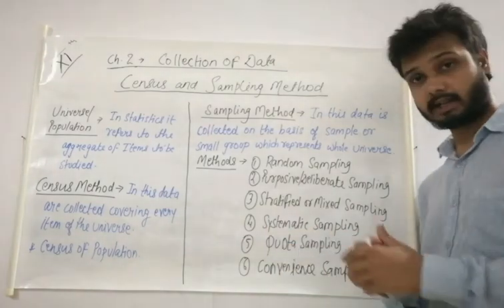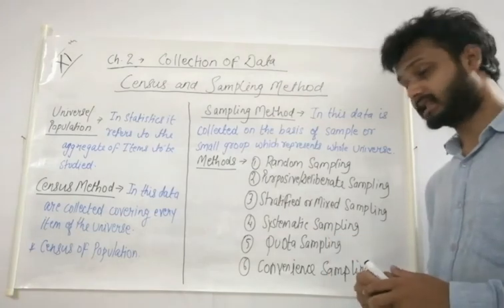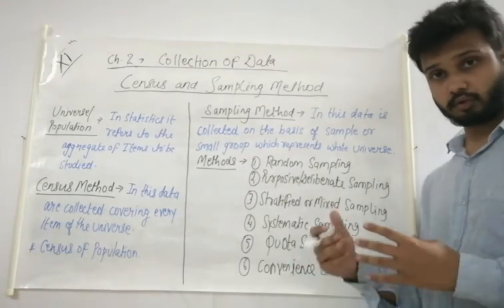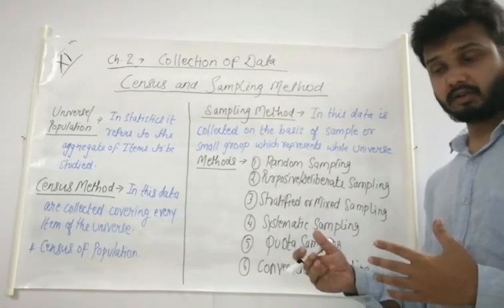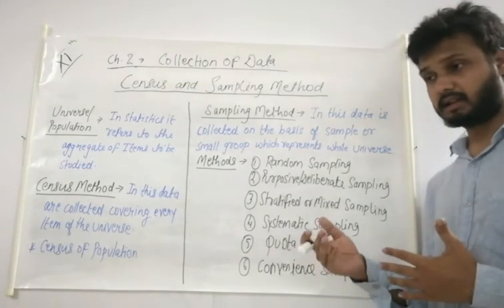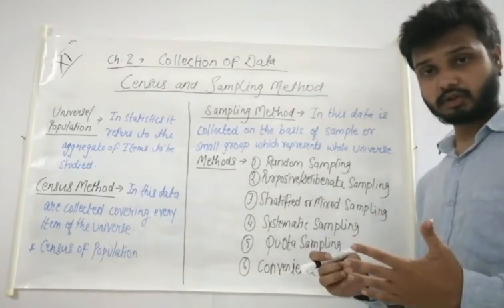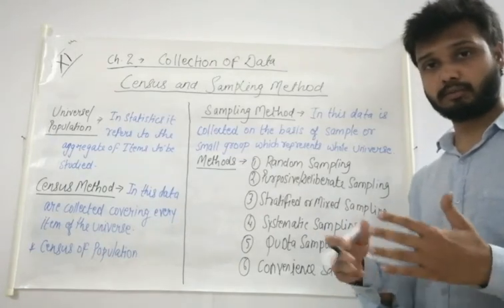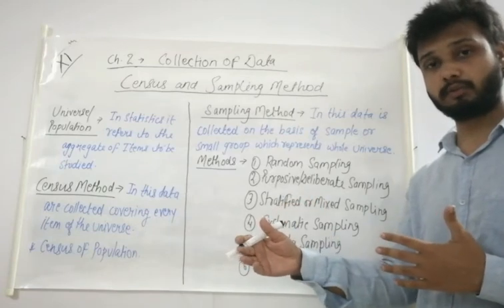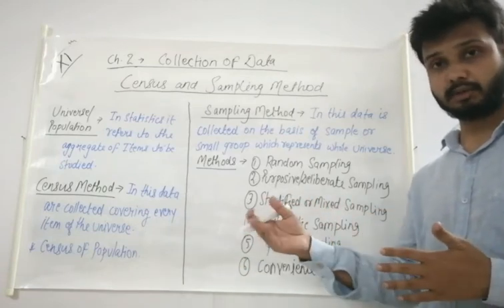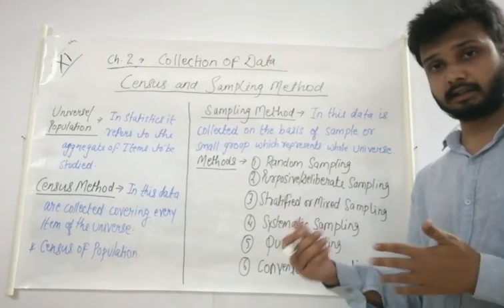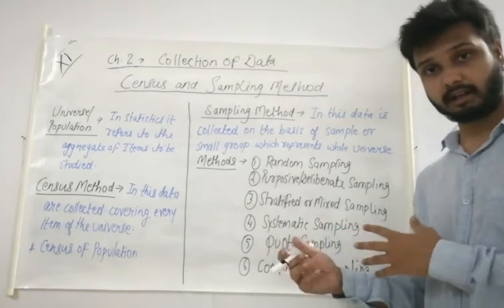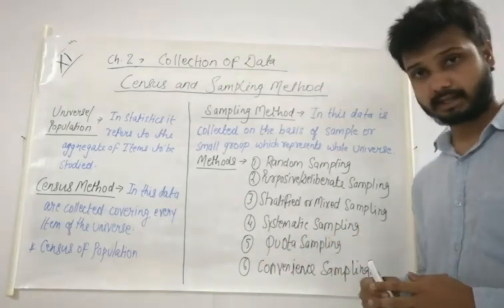Then the next one is quota sampling. In quota sampling, we classify the universe into different groups or quotas. The classification is done on the basis of different characteristics. Suppose we are talking about students, then we can classify them on the basis of their marks. Those who have got above 80% will be in one group, from 60 to 80 in another group, from 40 to 60 in another group. So we classify them into different groups, and from there we take out the sample. This is known as quota sampling.